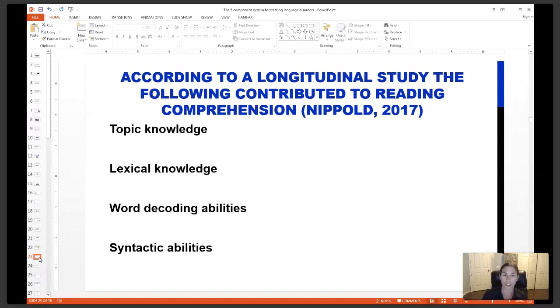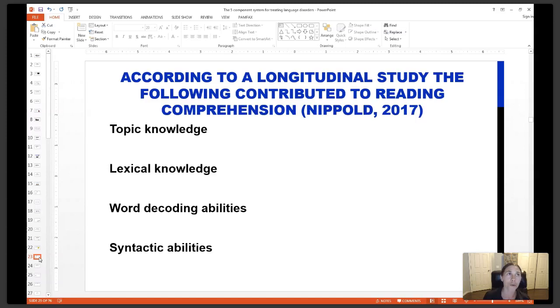So according to a longitudinal study by Marilyn Nippold, she looked at kids from early elementary school all the way through high school. So she did this massive longitudinal study, and these were the skills that popped out as impacting reading comprehension scores. So topic knowledge, broad knowledge of the topic, lexical knowledge, so that would be like specific word knowledge, word decoding abilities, so being able to read quickly, and then syntactic abilities, being able to understand the syntax and the sentences and how sentences are structured. So really, you need these things intact.